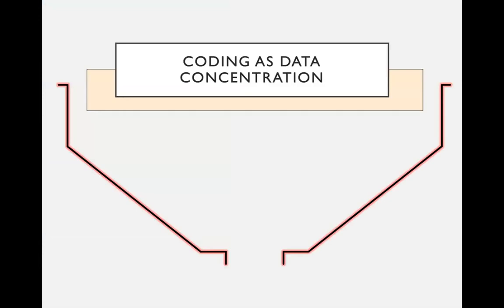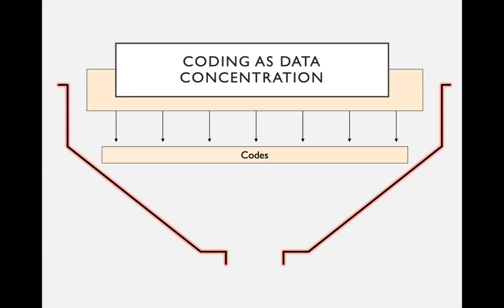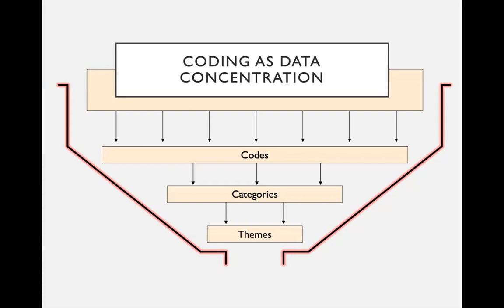Now, coding really is a way of focusing data, no? And therefore, that's where you will realize the role of the codes, the place of the categories, and also the themes. So these are very important dimensions that you need to take into consideration.